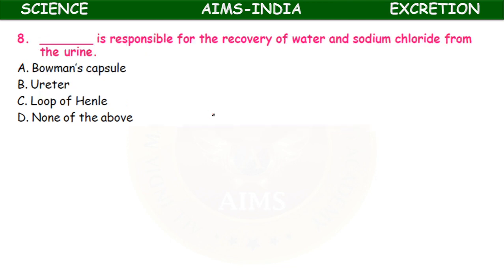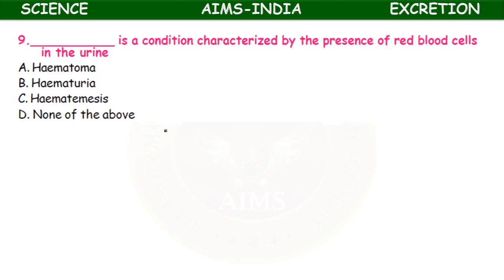Dash is responsible for the recovery of water and sodium chloride from the urine. Bowman's capsule, ureter, loop of Henle, none of the above. It is the loop of Henle which is responsible for the recovery of water and sodium chlorides from the urine. Reabsorption takes place. Dash is the condition characterized by the presence of red blood cells in the urine. Hematoma, hematuria, hematemesis. It is hematuria.